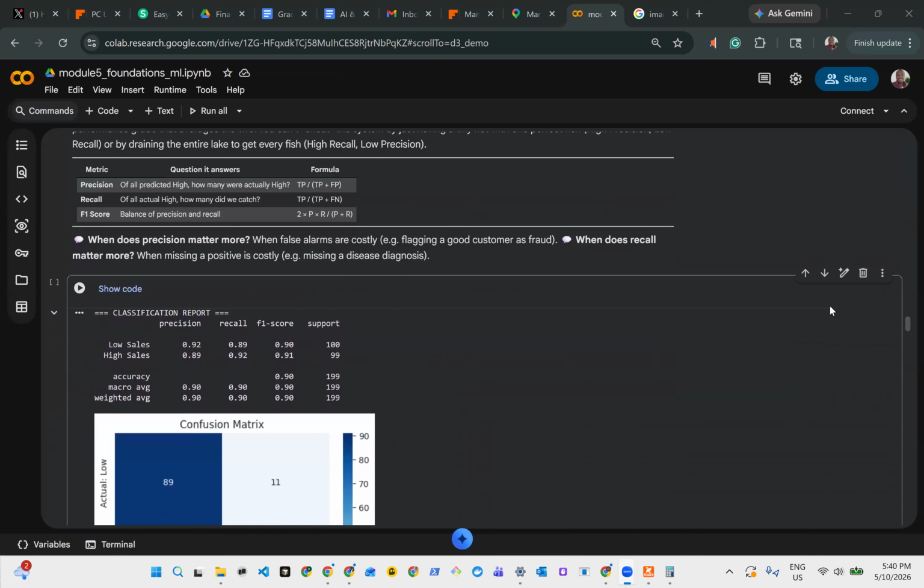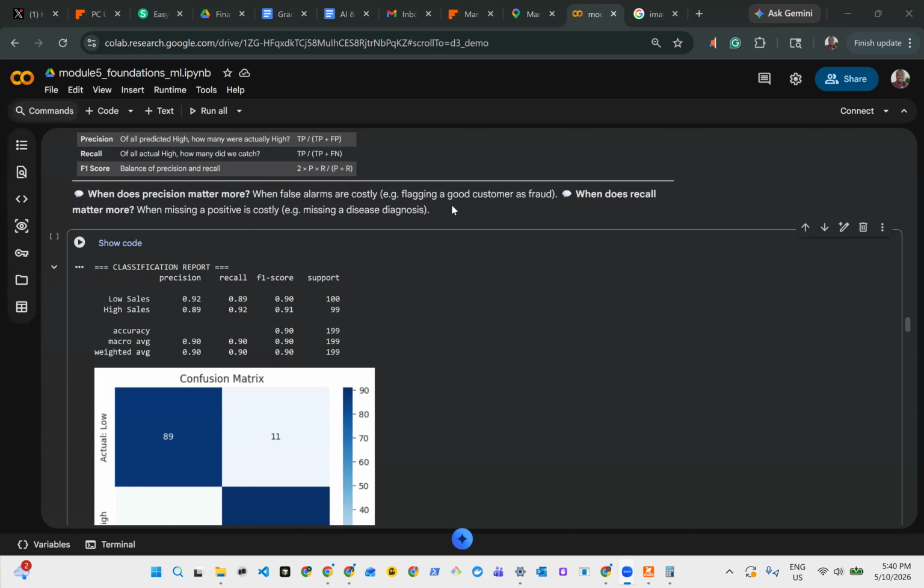So I give you a table here that gives you a summary of what we talked about: precision, recall and F1 score. And there's also a formula that's attached to it. TP means true positive and FP means false positive. FN means false negative and PR means precision recall.